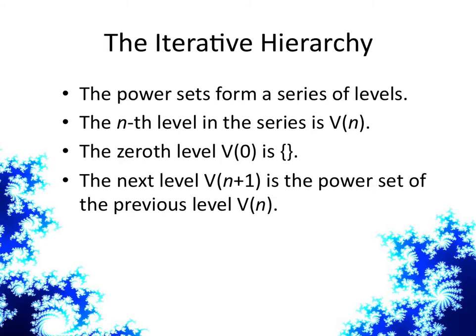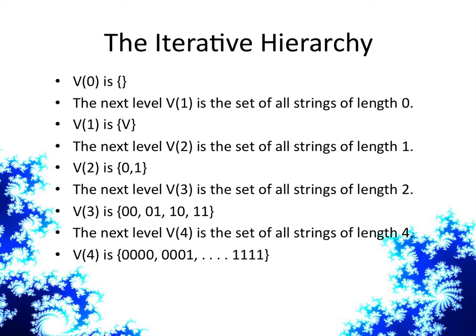The power sets form a series of levels. The nth level in the series will be called V(n), right? So this is standard set theoretic notation. The 0th level of sets, V0, is just the empty set. The next level, Vn+1, is the power set of the previous level, Vn. So let's work through a few of these.